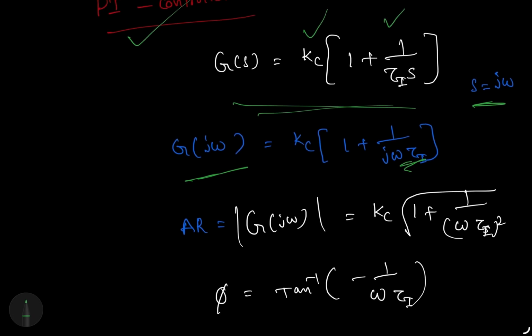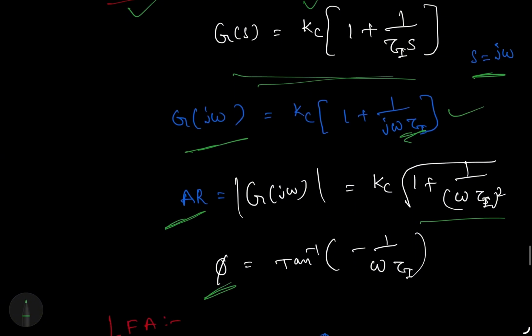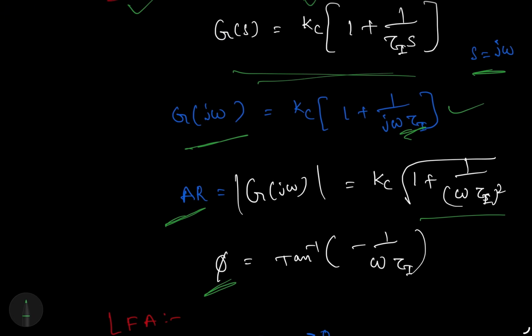Now this expression must be converted into standard complex form to calculate the amplitude ratio and phase. This is what we did previously. Just substitute these values and simplify. Then we get the amplitude ratio AR equal to Kc into root over 1 plus (1 by omega tau I) whole square, and the phase angle becomes tan inverse of minus 1 by omega tau I.